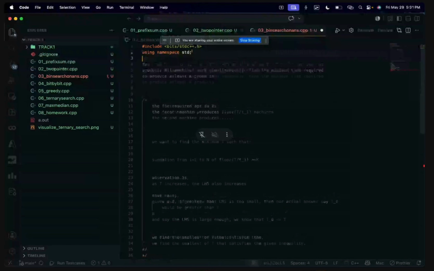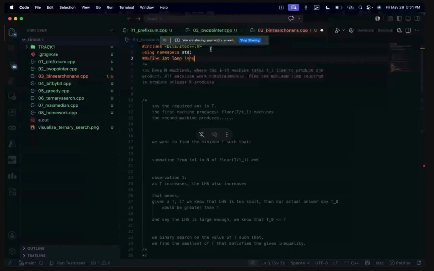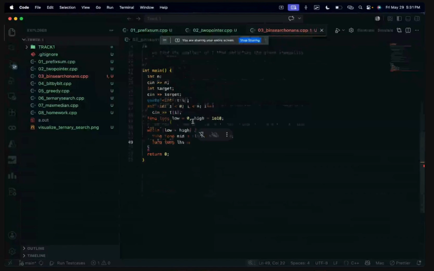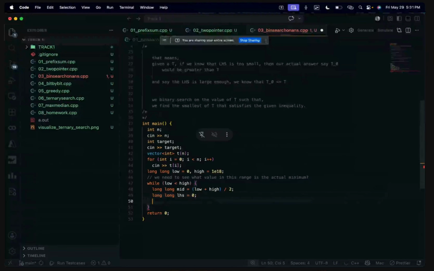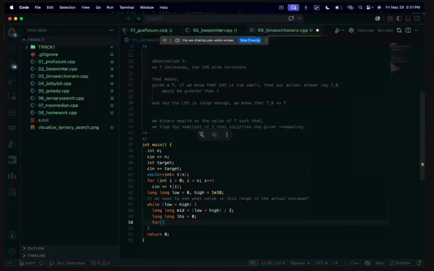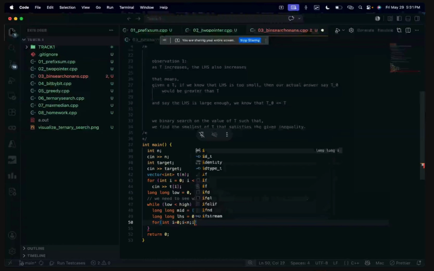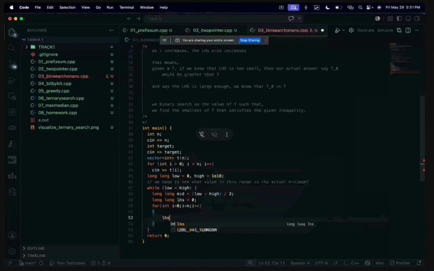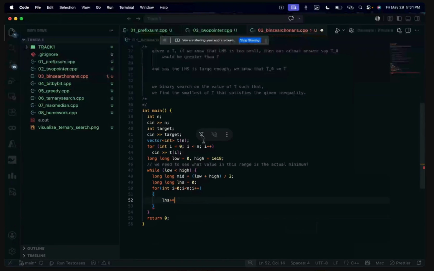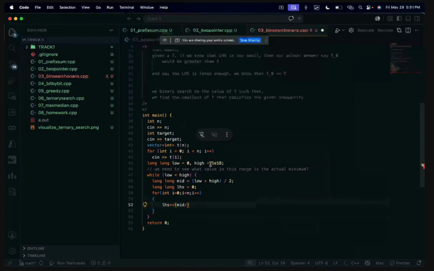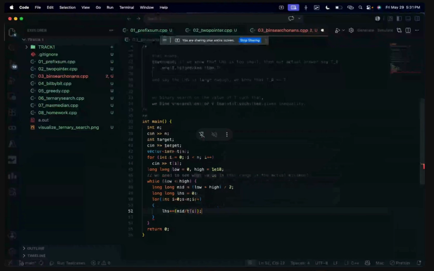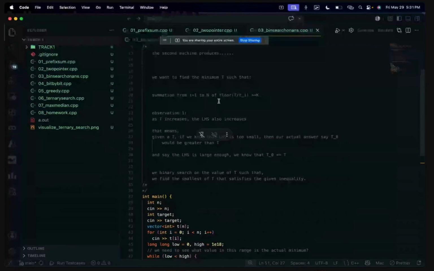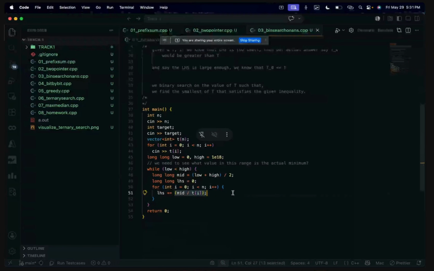Okay, writing long each time is becoming too tiring. I'll just do hash define it long. So let us say the LHS is 0 for now. We have to sum in the LHS the contribution of each machine. So for int i equal 0, i less than n, i plus plus, LHS plus equal to mid by T of i. By default, C++ does floor division automatically. You do not have to explicitly write floor of mid by Ti. This already rounds down to the quotient, right?